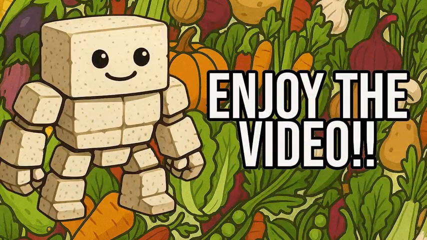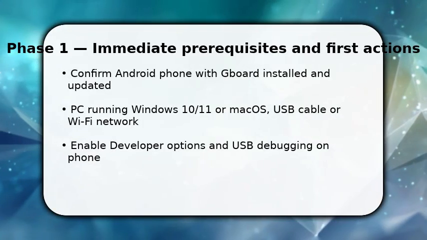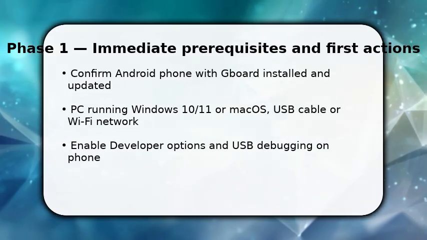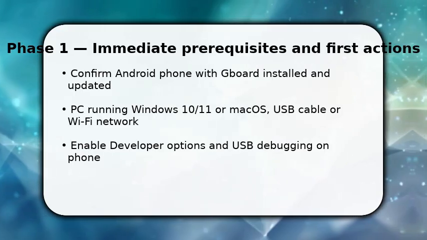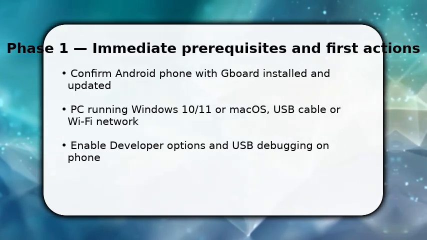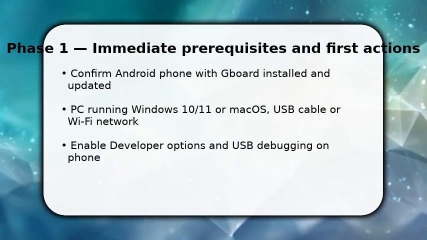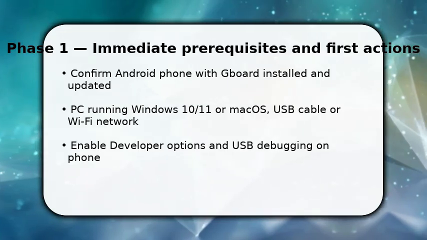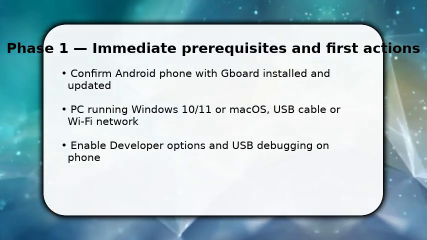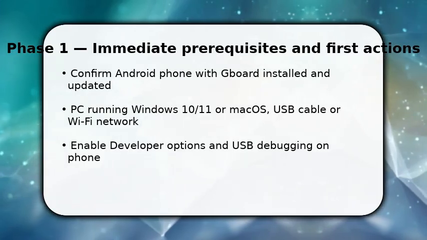Please enjoy the video. You will begin by preparing both devices. Make sure Gboard is installed and updated on your phone, and your PC is ready. Connect the phone to the PC via USB or ensure both are on the same Wi-Fi network for wireless pairing. Once done, enable developer options on Android, then toggle USB debugging.